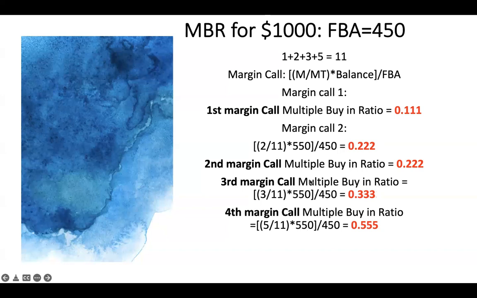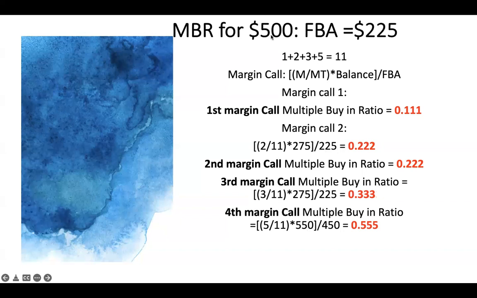$1,000 again, just summarized. Okay, super easy. Same thing. You can see the calculation here. This is the balance. This is the first buying amount. And you can knock yourself out by verifying the calculation. This is the value for $500. Okay, see the same thing, 0.111, 0.222, 0.333, 0.555. The same output. All right. 2, 3, 5, and 1. And that is exactly the formula.